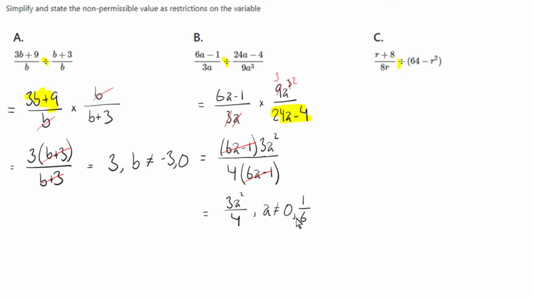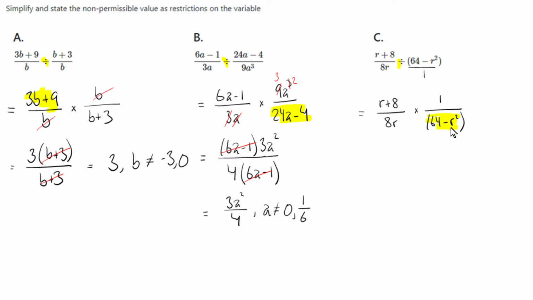In C, again, we have a division. The second binomial here, 64 minus r squared, can be written as a fraction like that. So let's convert this to a multiplication. So r plus 8 over 8r times 1 over 64 minus r squared.